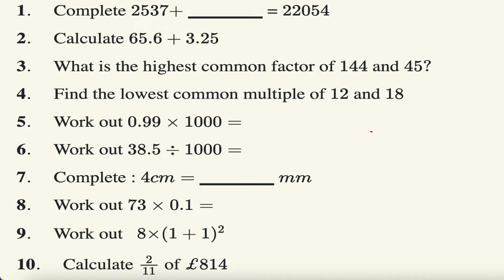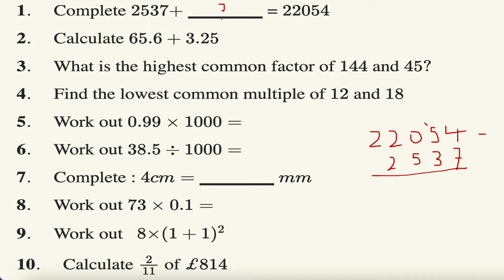Well, if I do 22,054 take away 2,537. Make sure that I put everything in the correct place value order. Remember that the opposite of adding this number is taking it away. So 2,537 plus something, which we don't know yet, equals this number. So I do the inverse operation. It's balancing the equation. So I subtract 2,537 on both sides to work out the missing number.